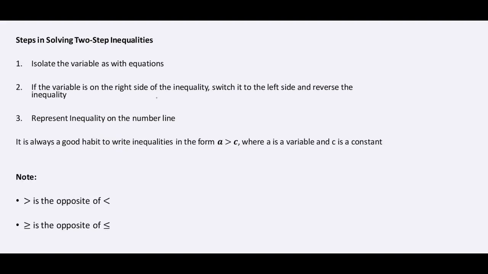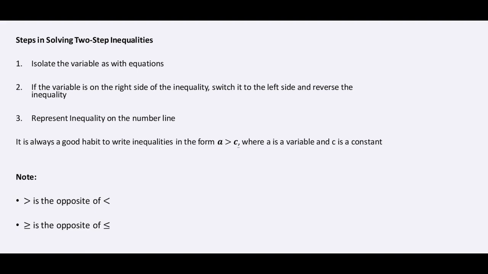To solve two-step inequalities, we're going to first isolate the variables as we do with equations. And if the variable is on the right side of the inequality, we're going to switch to the left side and reverse the inequality, and we're going to represent the inequality on the number line if necessary. In this case, we probably don't have to, but if you're asked to do so, you can represent them on the number line.